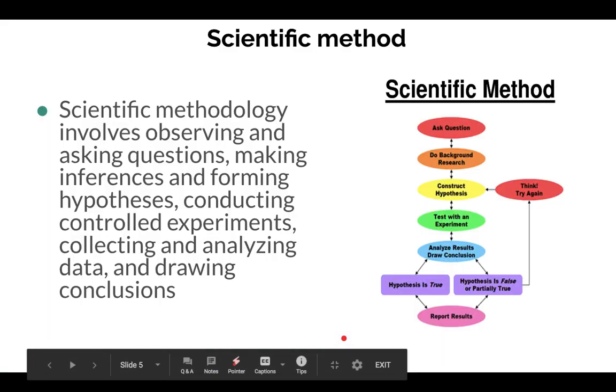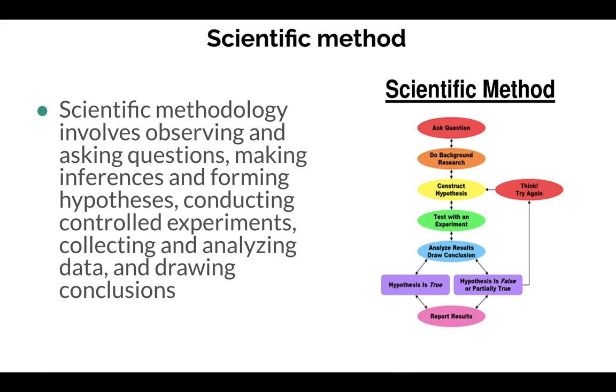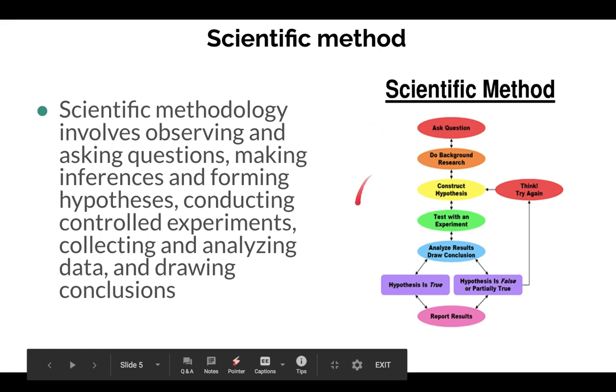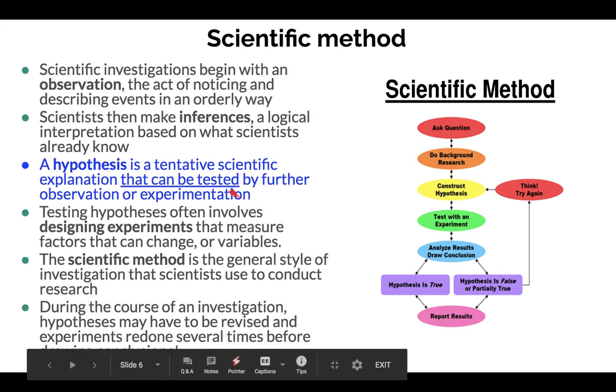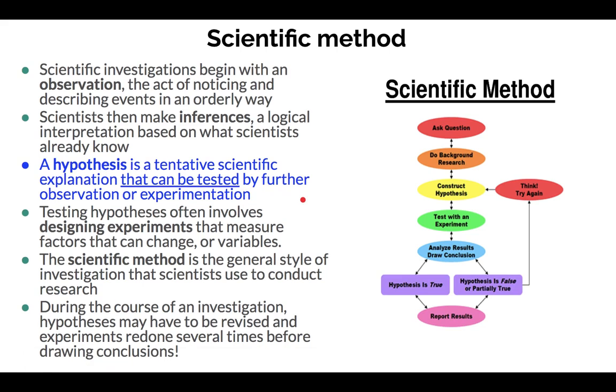Today we're going to be talking about the scientific method as well as looking at designing experiments. The scientific method you have probably seen before. Here's a nice graphic, and here is the actual scientific method itself. We start with an observation, or the act of noticing and describing events in an orderly way. We then make inferences, which are logical interpretations based on what scientists already know. A hypothesis is a tentative scientific explanation that can be tested. Notice that is underlined, that is important. Hypotheses have to be able to be tested by further observation or experimentation.